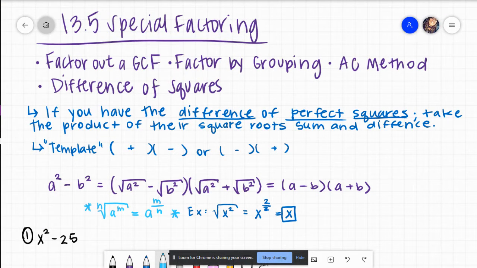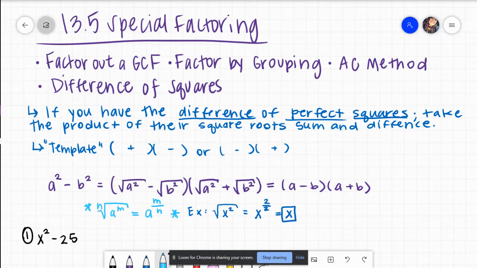We're going to go ahead and start 13.5, which is special factoring. I've always loved this section. I listed a few things that we've done thus far, and I did a lot of the writing ahead of time so that a lot of the time wasn't spent writing.